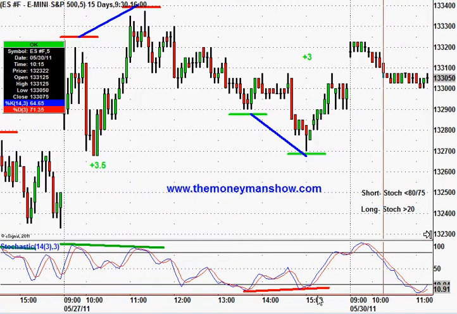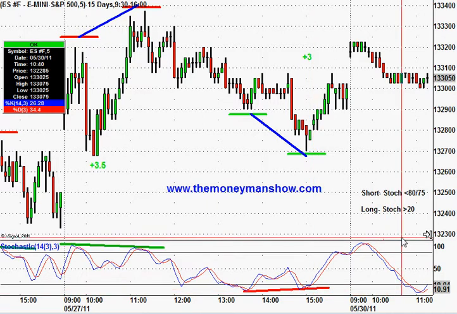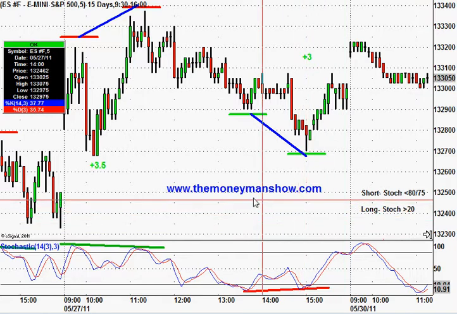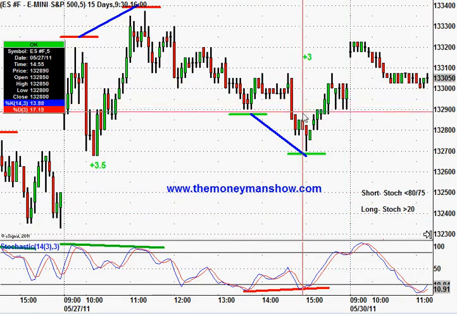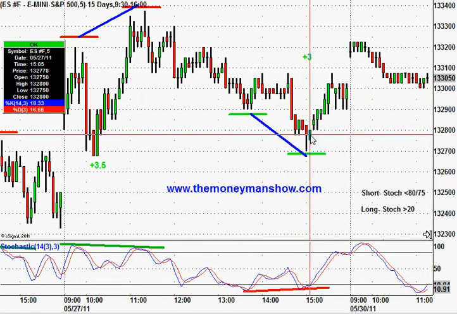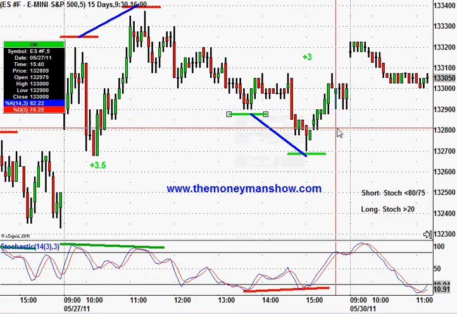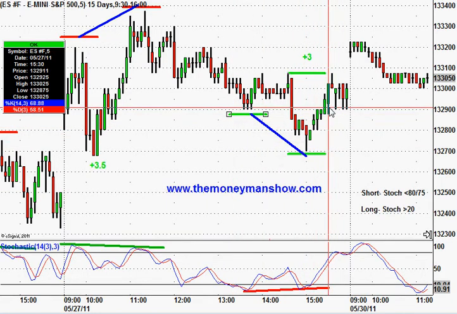So you should enter long when the stochastic goes above 20. Okay, so you have this and you should enter on this candle. The stochastic is 28 right here, and the target for this move will be around this area.